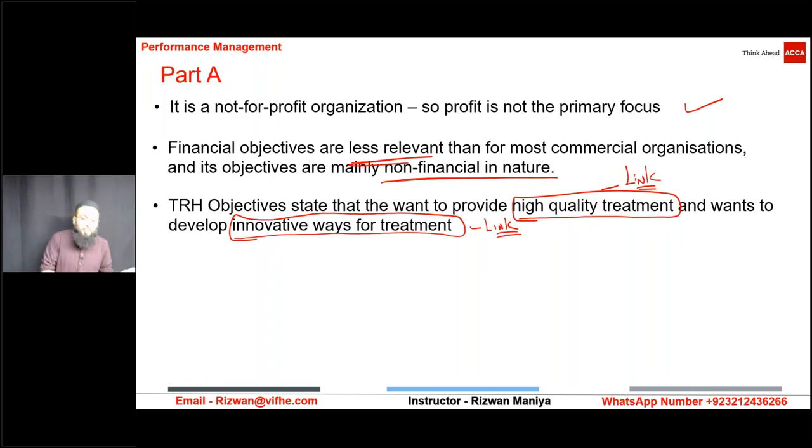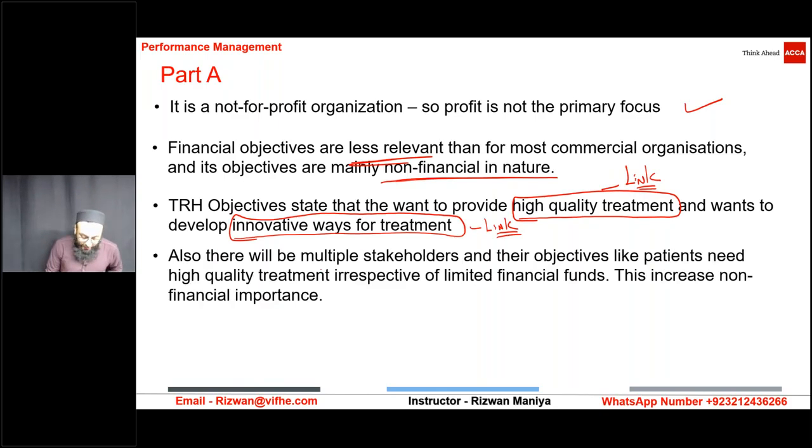So, what I've done, I have mentioned their objectives that were written there. And I'm using these objectives as a base to tell the examiner, look, their objectives are these, and these require focus on non-financials. Are you getting my point, friends? Okay. Moreover, also there are multiple stakeholders like hospital. So, can you tell me stakeholders? Patients require high quality treatments. Government providing donations. Taxpayers requiring value for money. Are you getting my point?